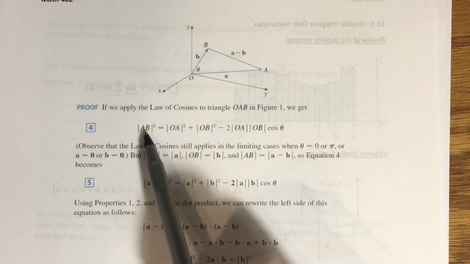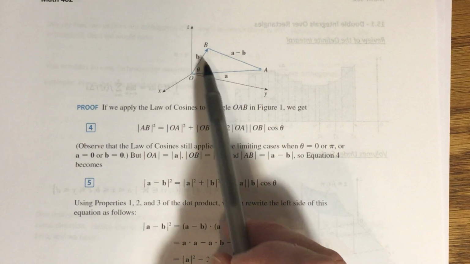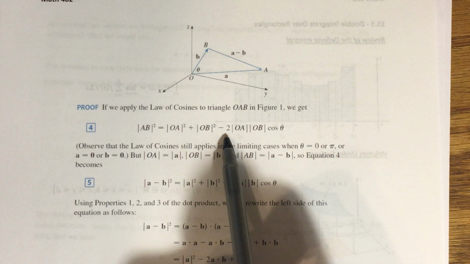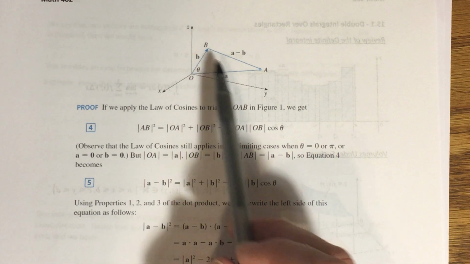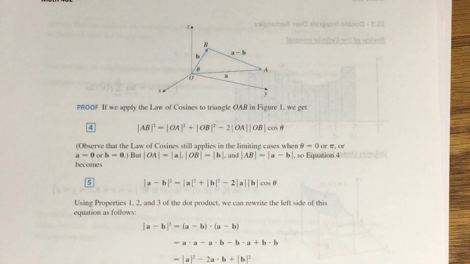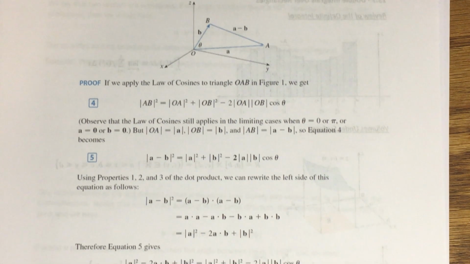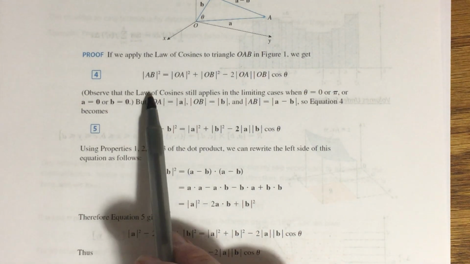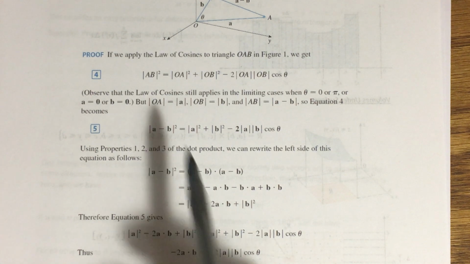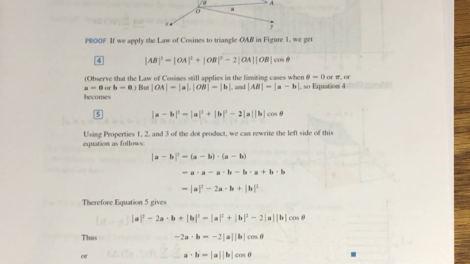But that length squared should equal the sum of the squares of the other two lengths of the triangle, here and here, minus 2 times the product of the lengths of those two sides times the cosine of this angle. That's something that you prove in a trigonometry class, and usually it looks like a squared equals b squared plus c squared minus 2bc cosine of theta. We're just using different labels for things here.